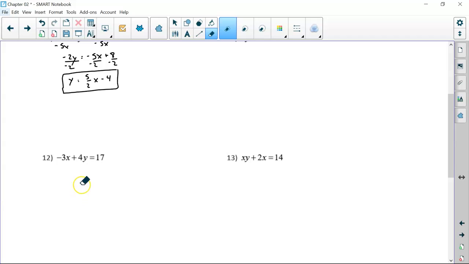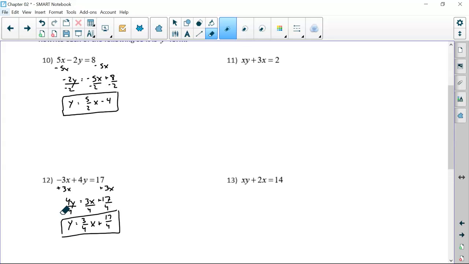I'm going to skip to problem number 12. Do the same thing. I'm going to add 3x this time. So I get 4y equals 3x plus 17. Divide everything by 4. y equals 3/4 x plus 17 over 4. You can leave it just like that. There's y in terms of x.